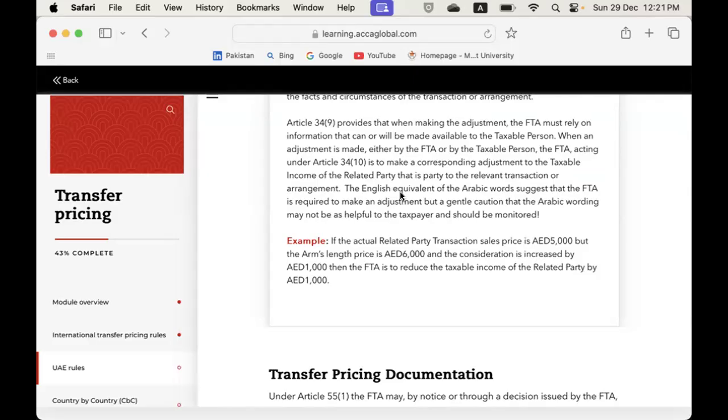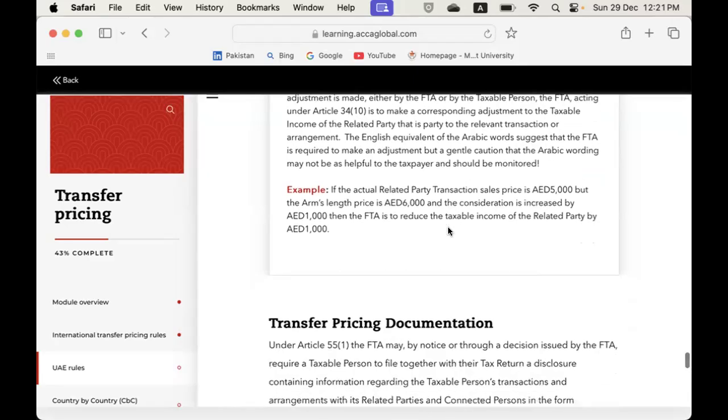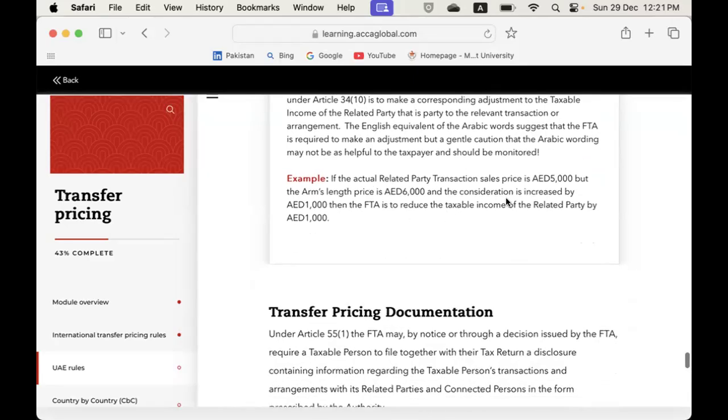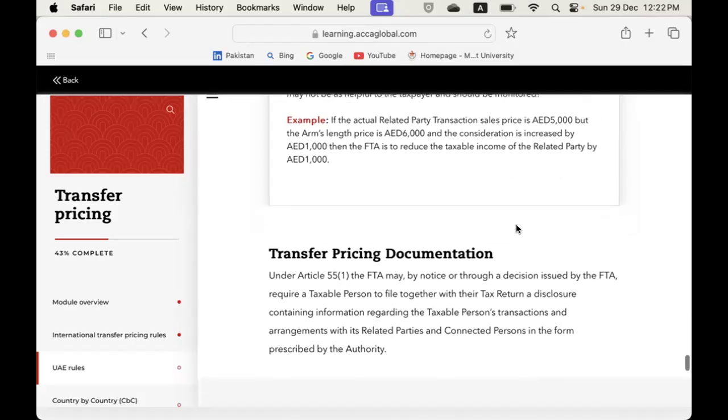The English equivalent of the Arabic words suggests that the FTA is required to make an adjustment, but a gentle caution that the Arabic wording may not be as helpful to the taxpayer and should be monitored. Example, if the actual related party transaction sale price is 85,000, but the arm's length price is higher, which is 6,000, and the consideration is increased by 1,000, then the FTA is to reduce the taxable income of the related party by 1,000. So this is a corresponding adjustment. In one party's books, the revenue will go high, and in the other party's books, cost of sales will go high.